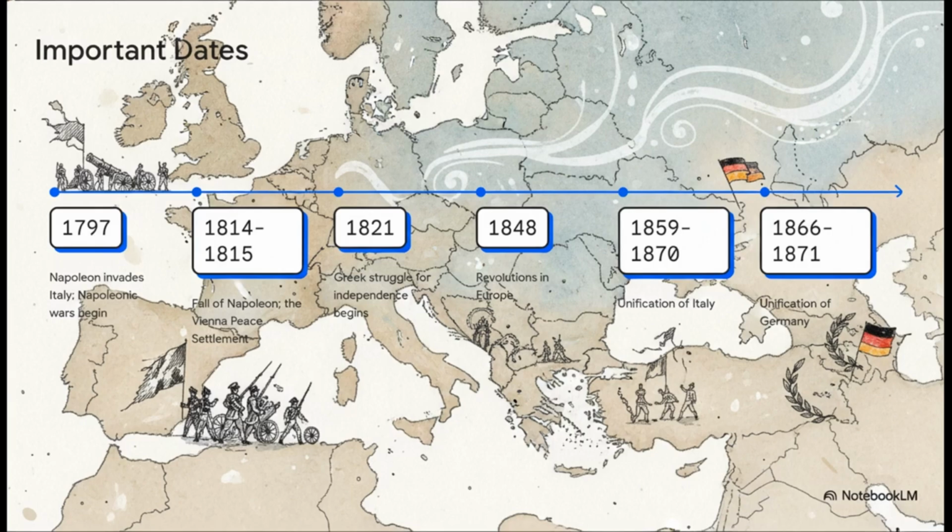We're going to anchor our historical investigation with these crucial mile markers. Spanning over a century, we'll trace how the initial spark of the Napoleonic Wars back in 1797 eventually ignited the monumental unifications of modern nations like Italy and Germany by the 1870s. Keep these dates in mind. They're the stepping stones of our journey today.